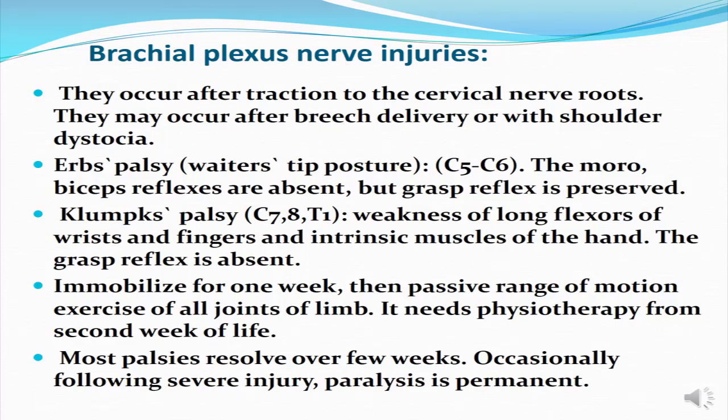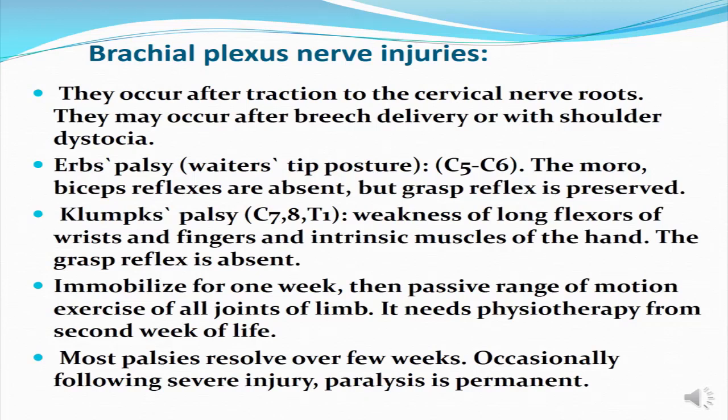Erb's palsy, also called waiter's tip posture, involves C5, C6. The Moro and biceps reflexes are absent, but the grasp reflex is preserved. Klumpke's palsy involves C7, C8, T1. There is weakness of the long flexors of the wrists and fingers and the intrinsic muscles of the hand. The grasp reflex is absent in this condition.